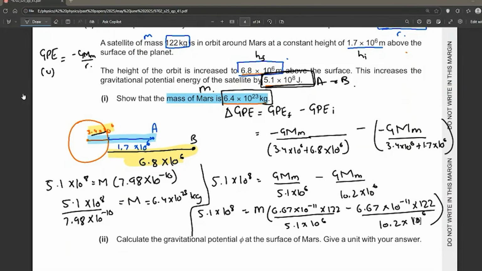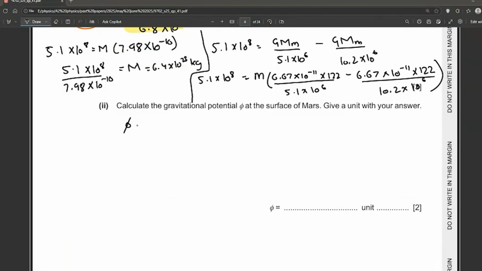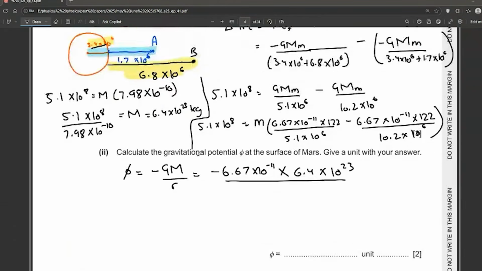How will we calculate the gravitational potential at the surface of planet Mars? Any ideas? Gravitational potential is equal to negative capital G capital M divided by R. Minus 6.67 into 10 raised to the power of minus 11. What is the mass of the planet? 6.4 into 10 raised to the power of 23. What is the radius of the planet?